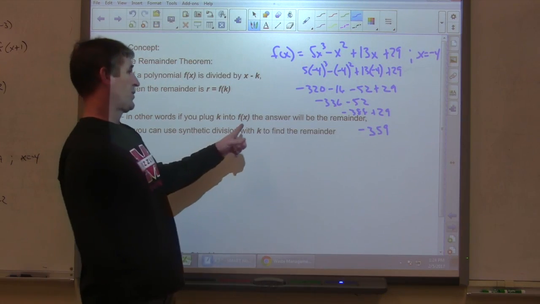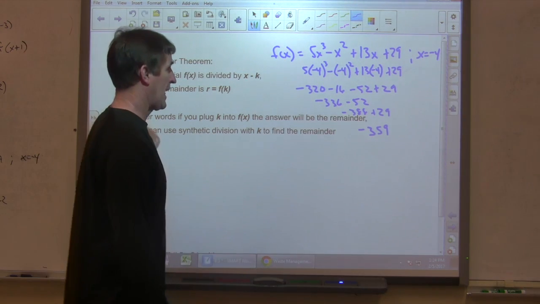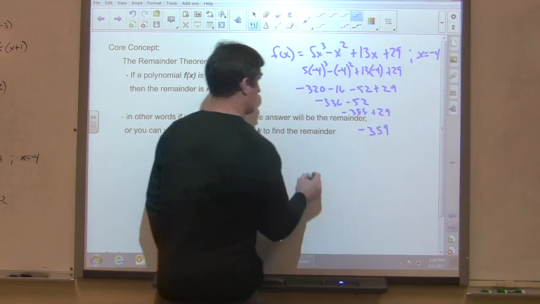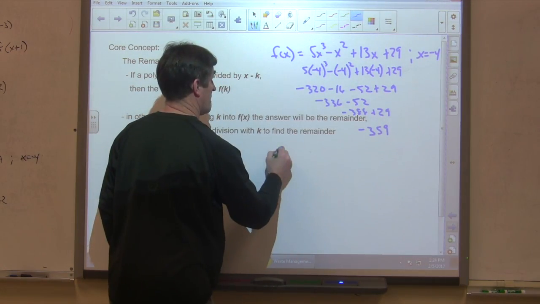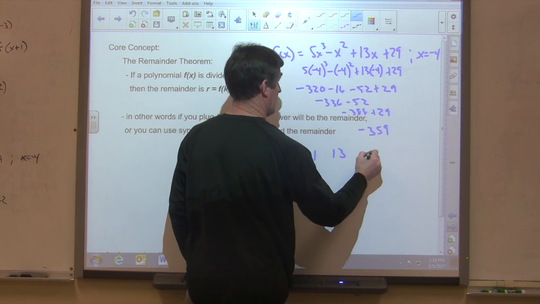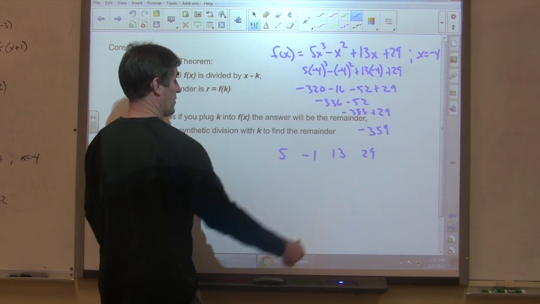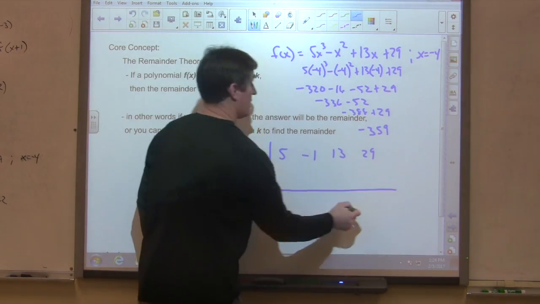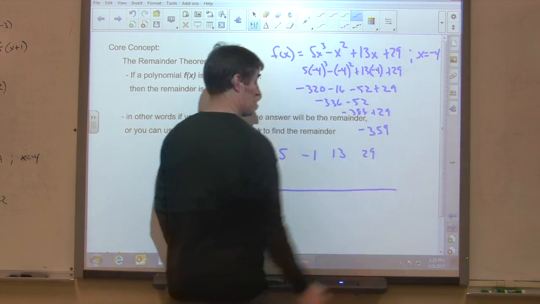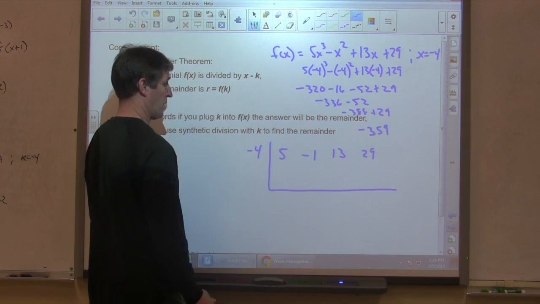What they're telling us to do is we can do synthetic division, and whatever remainder is will be the answer. So let's try it. So we're going to write down our coefficients. 5, negative 1, 13, 29. We didn't skip any power, so we don't need a 0. And then normally we do the opposite, but they're telling us what x is, which is our k value. So negative 4, we're going to put negative 4 there.